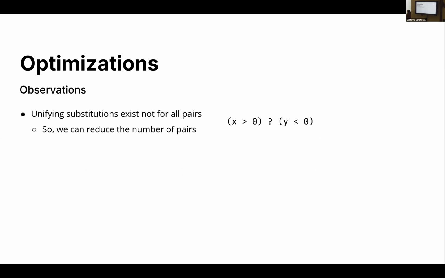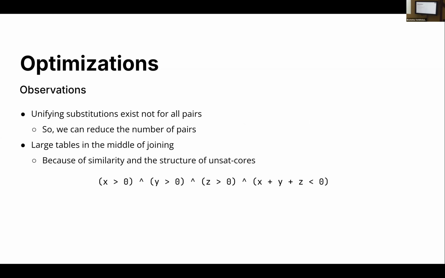The first observation is that a unifying substitution does not exist for all pairs. For example, if we look at these two clauses, there is no substitution that transforms the first one into the second one. That means that we can try to reduce such situations somehow.